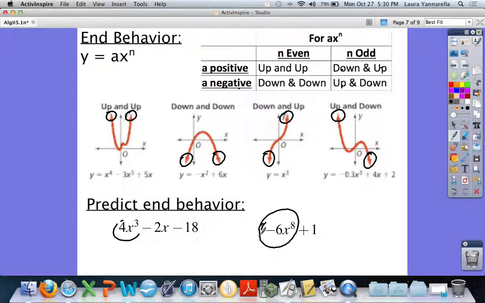whether your polynomial is one of these 4 things. Okay, for this one, you notice it's an odd degree, and you notice that the a value is positive, so you should have picked down and up, down on the left, up on the right. For this one, it's an even degree with a negative a, so it should be down on the left and down on the right. So you get something like this, and something like this.